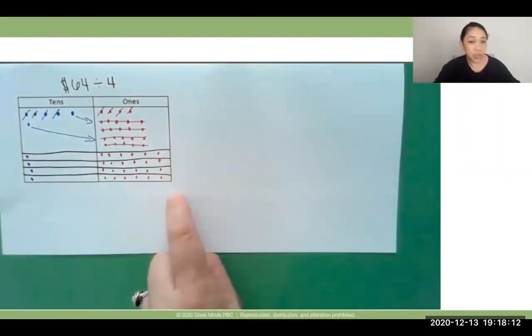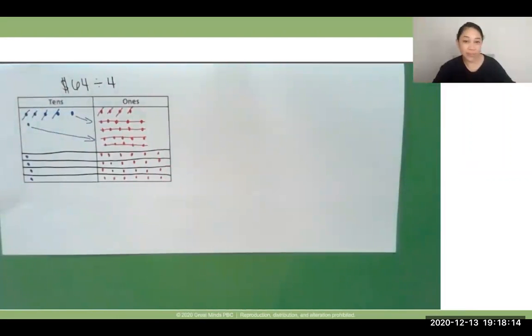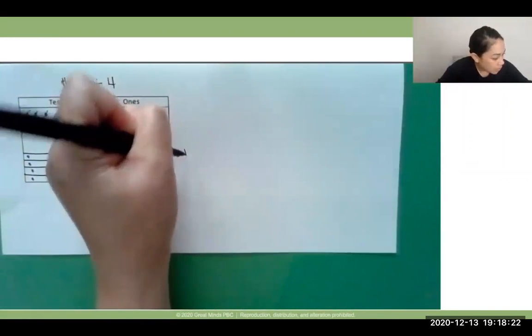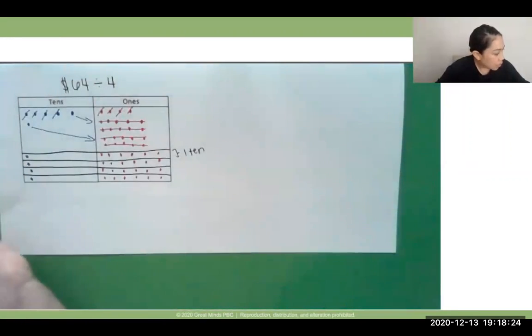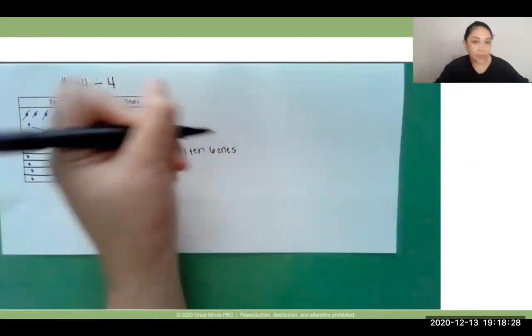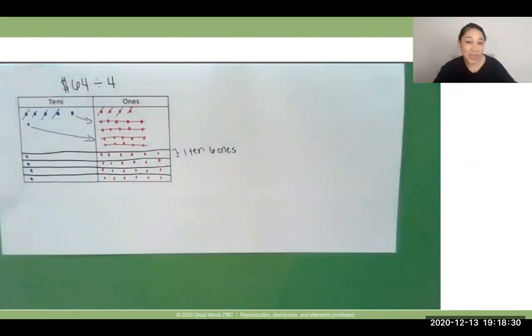So, how much money did each student receive? Each student received 1 $10 bill and 6 ones. Each student received $16. Let's check our answer now. What equation could we use to double check our work?